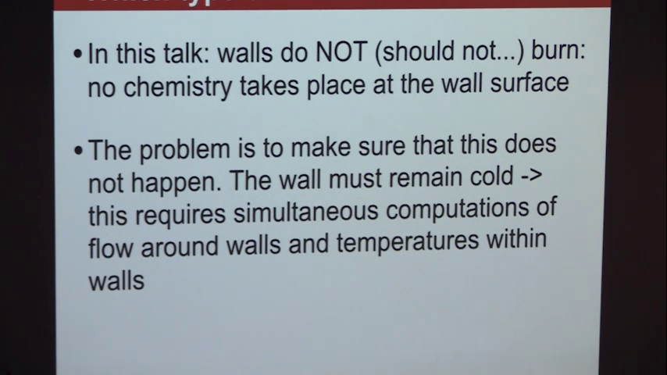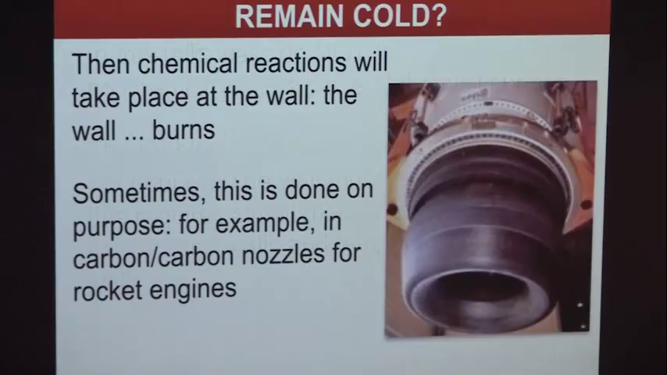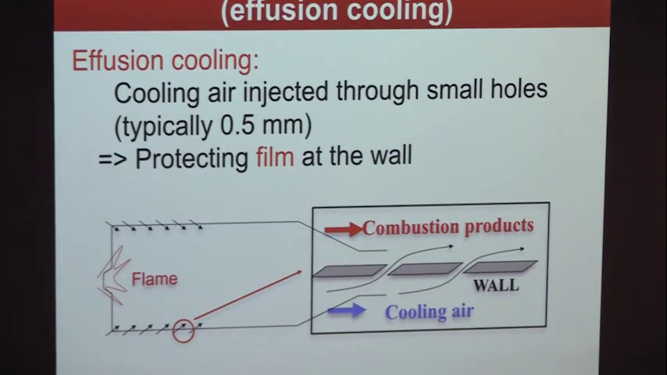If you look at a piston engine, the walls are not at 1000 K, okay? They are cooled with water, so you keep them reasonably cold. In a gas turbine, they are much warmer than that, but still, they don't burn. If you look at rocket engines, some people on purpose design, for example, carbon-carbon nozzles which burn, because it's the only way to allow this thing to work. It's not what I'm going to do here. So let me go back to multi-perforated walls.